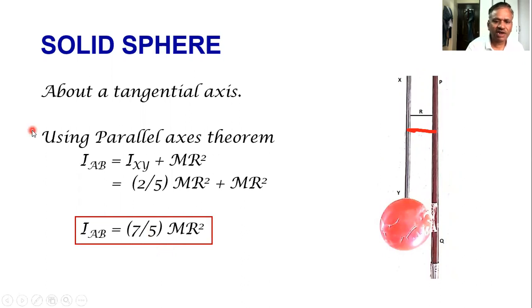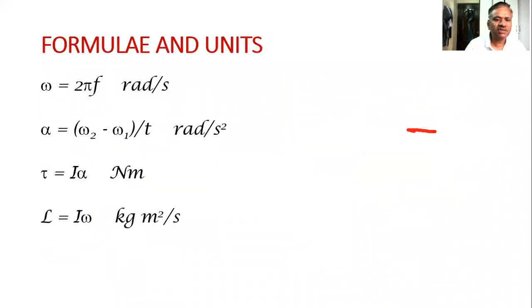Okay. Now I have discussed all the different cases here. Now let us proceed to the problems one by one. Once again, what are the formulas? Omega equals 2 pi n. Alpha equals (omega 2 minus omega 1) by t. Torque equals I alpha. L equals I omega.